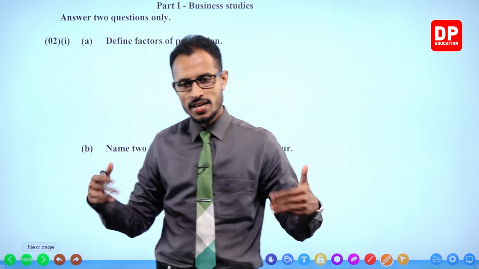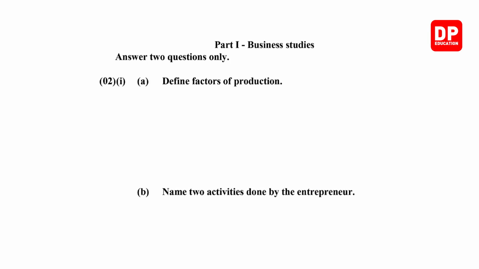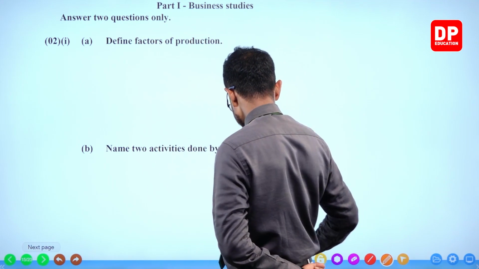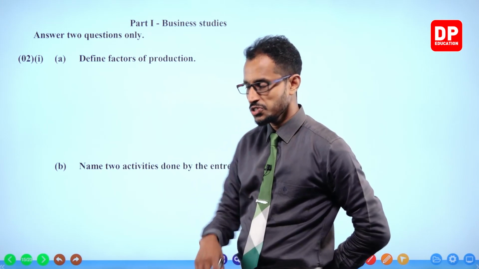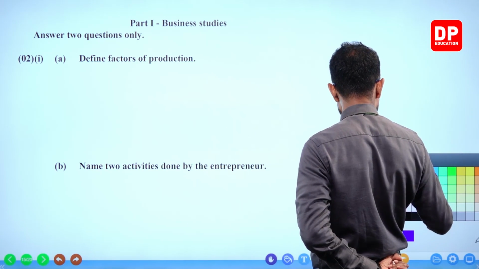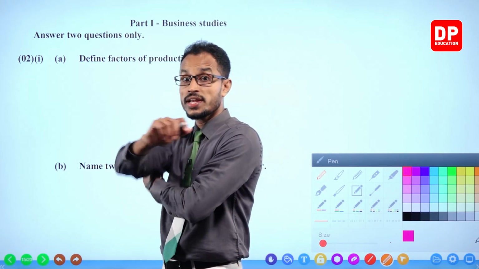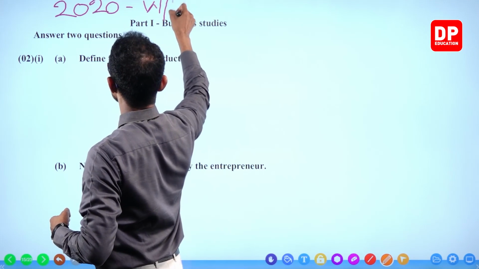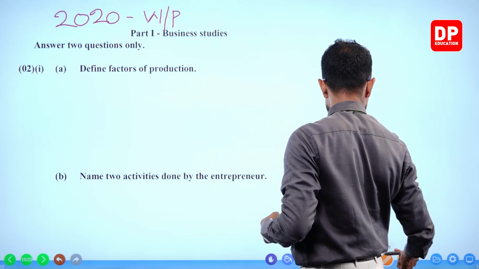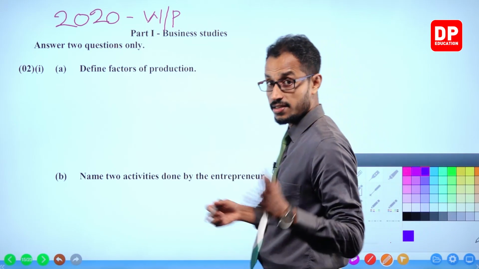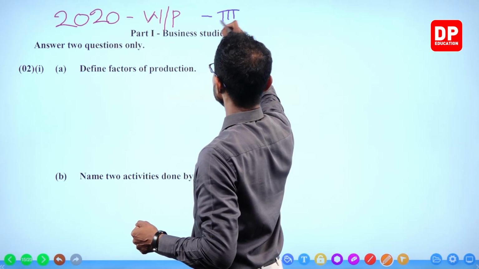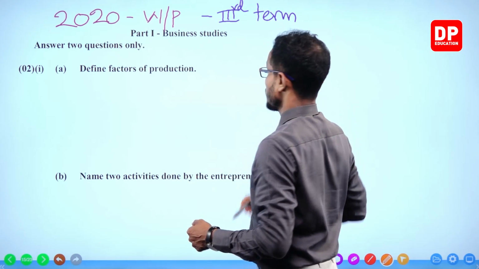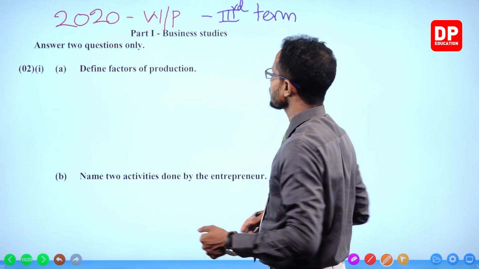Hello guys, back again with another question of the 2020 WP Western Province third term paper. As you know, we have done the first question of the 2020 Western Province paper. In the year 2020, the WP paper we have taken from the third term, last term paper.